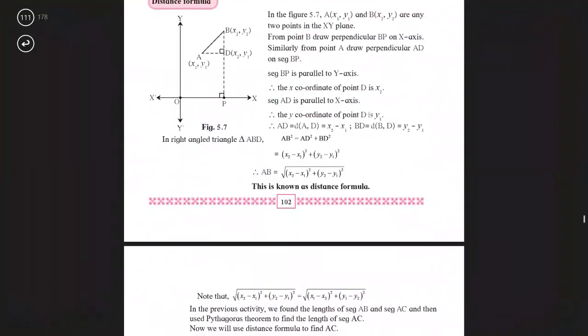That is, if you have any 2 points, let's say A and B, whose coordinates are x1, y1 and x2, y2, and you need to find the distance between these 2 points, the formula is, using the distance formula, AB is equal to root of x2 minus x1 the whole square plus y2 minus y1 the whole square. Okay, so this is how we find the distance between any 2 points.